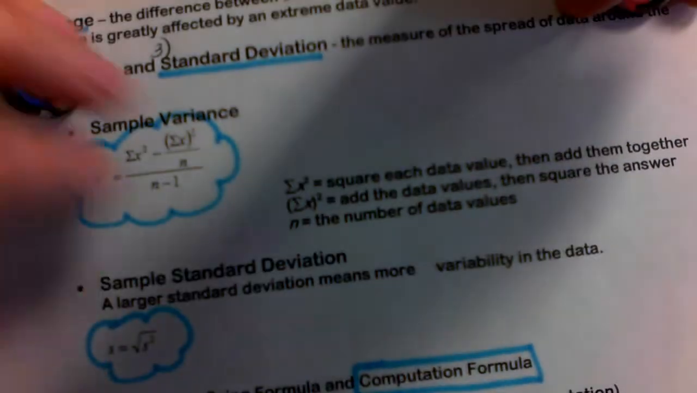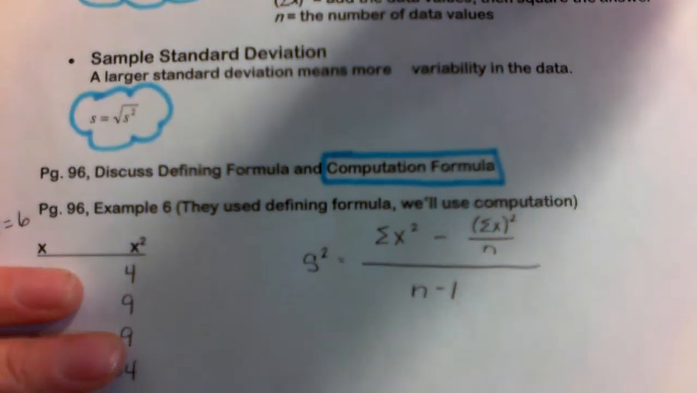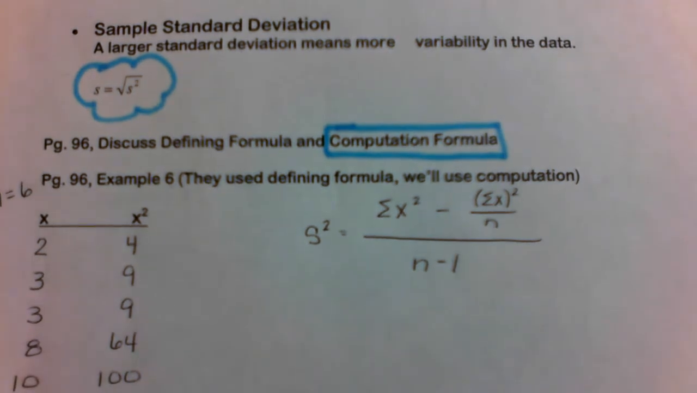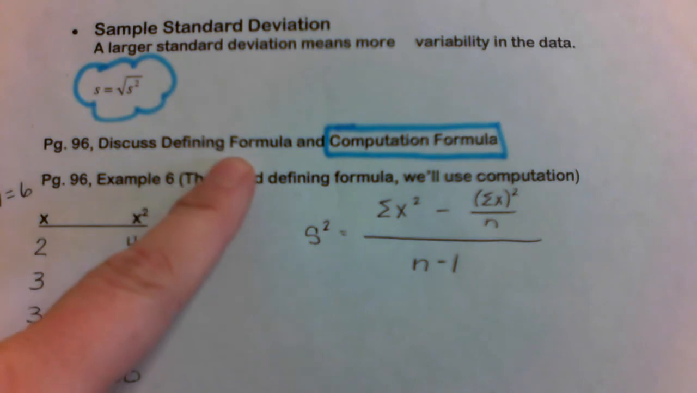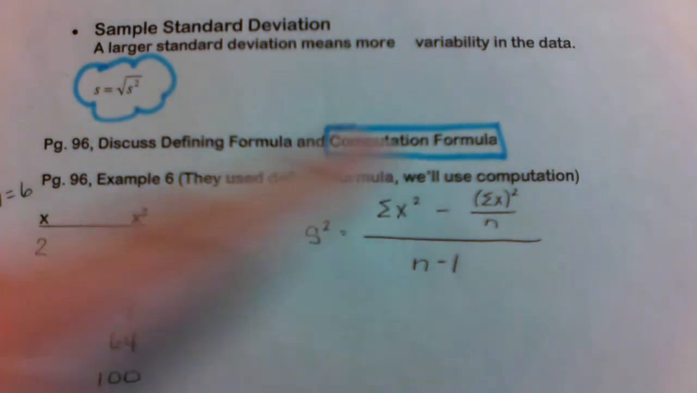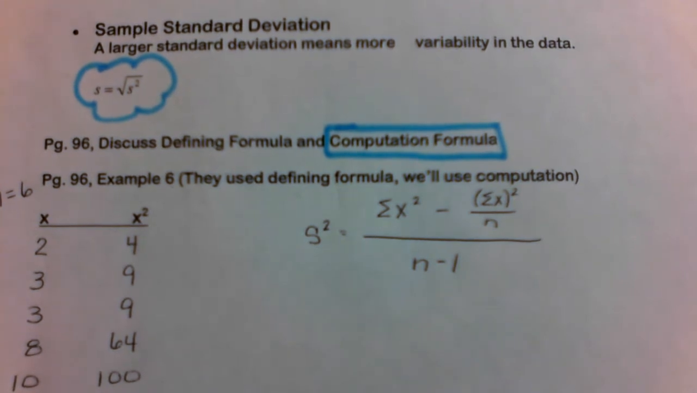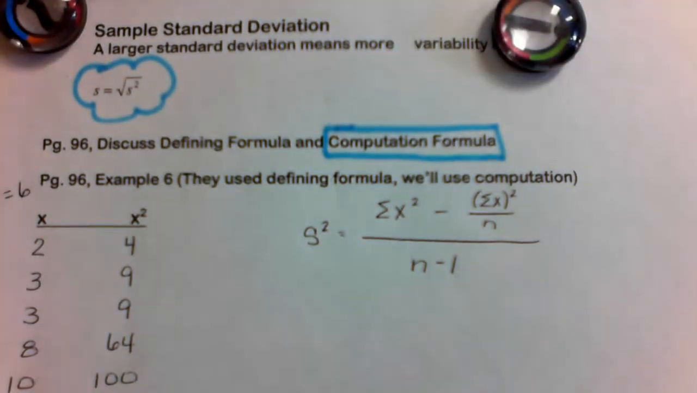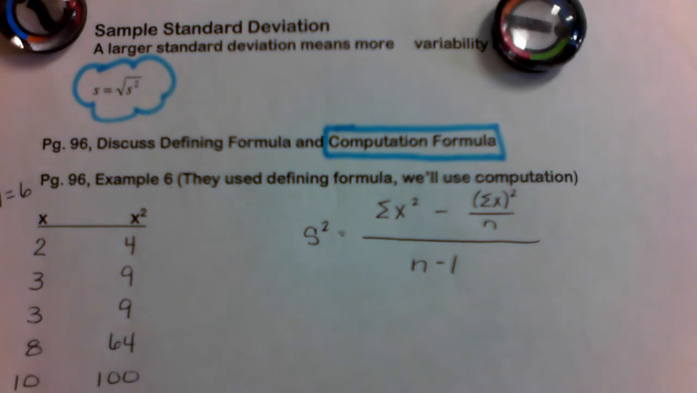Now, I have directed you to your book on page 96. On page 96, it shows the formulas to how to calculate the variance and the standard deviation by using what is called the defining formula as well as the computation formula. What I've shown you in your notes is the computation formula, and that's all I use. I think it's the easier of the two, so I restrict our discussion to only the computation formula.